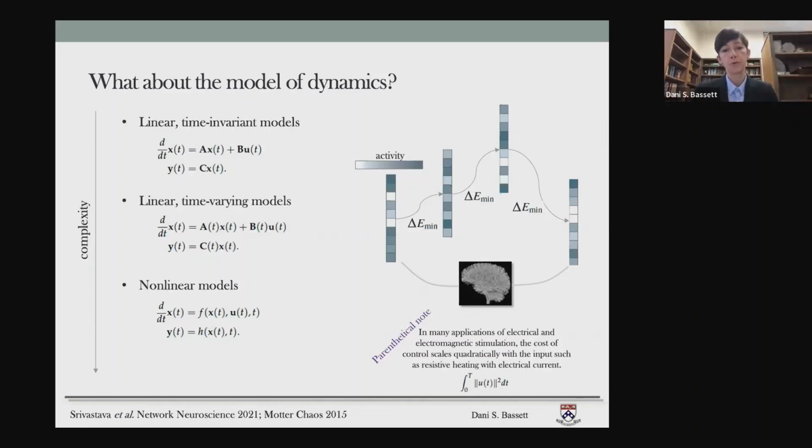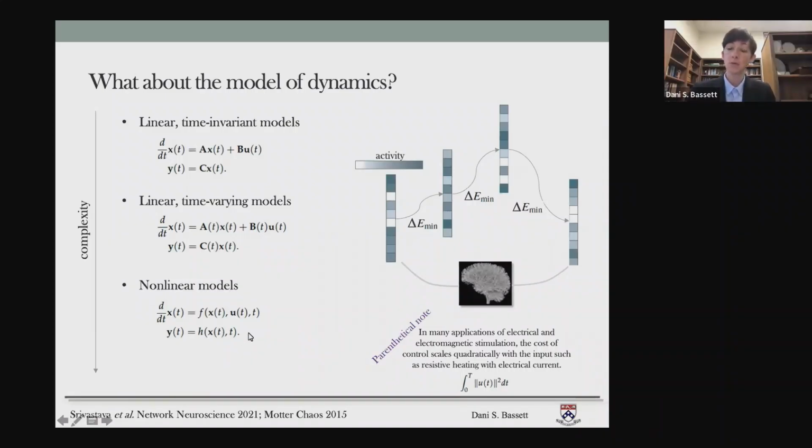We could also move to linear time varying models. So here you have the adjacency matrix also being a function of time. That's particularly useful when you're studying effective connectivity matrices, where you may have different estimates of effective connectivity as a task is being performed or as an individual is moving through different dynamical regimes, for example, during a seizure. And then adding even more complexity, we can go to fully nonlinear models.